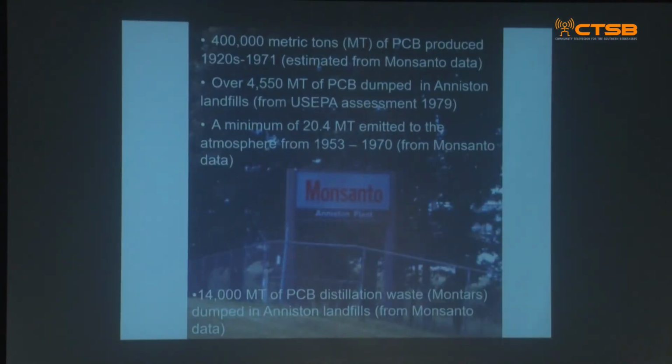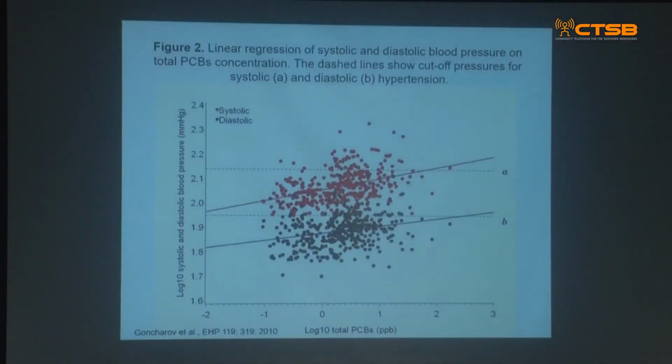And this is just an indication of how contaminated Anniston is. Landfills all over the place. Most of them were not lined on the bottom. They were emitting PCBs to the air from the landfills. There were PCBs that leached out into little streams and a local lake.